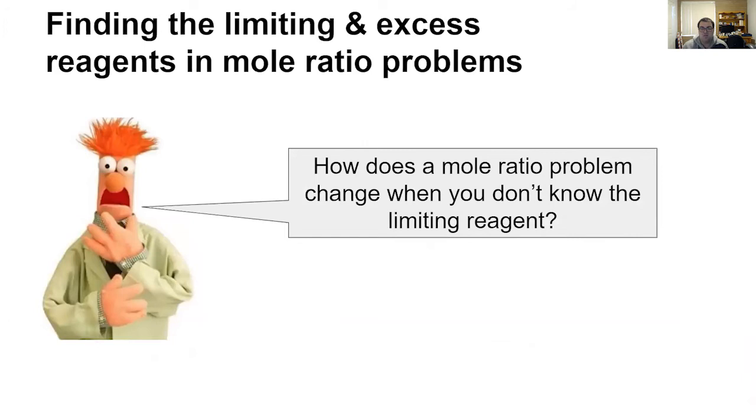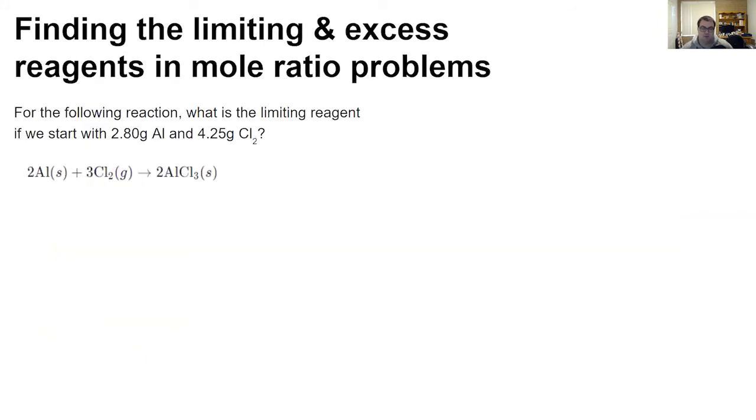So applying this to a mole problem does make it a little bit more complex. What we need to do is find the limiting reagent as part of the steps we go about to solving the reaction. So if we take a look at the following example just here, what is the limiting reagent if we start with 2.8 grams of aluminium and 4.25 grams of chlorine? The way you differentiate this sort of problem from the prior mole ratio problem is you are given 2 masses. If you are given 2 masses, that is a hint that there is going to be a limiting and excess reagent. They've given us an equation just here.